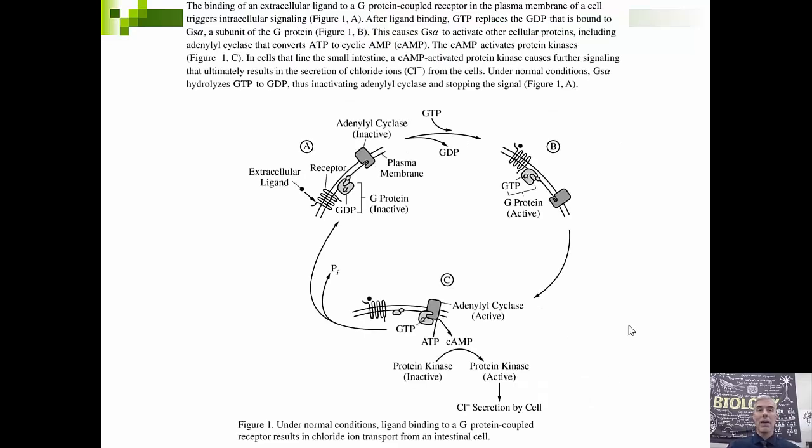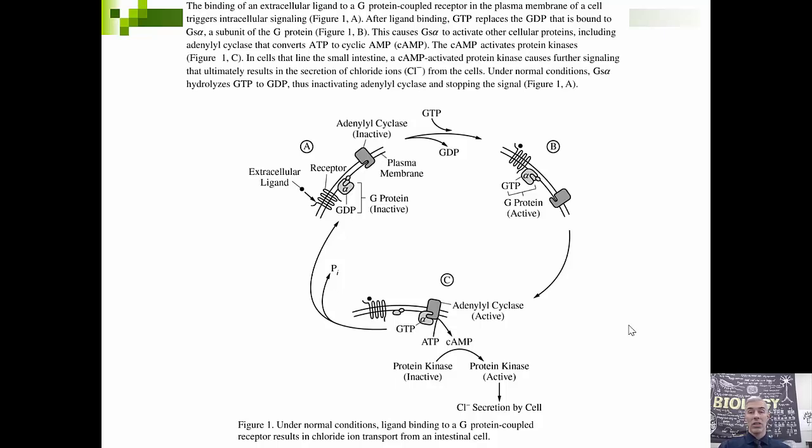Here's another one. The binding of an extracellular ligand to a G protein coupled receptor in the plasma membrane of a cell triggers intracellular signaling, figure 1A, which is what this is, A, B, and C. So after ligand binding, GTP replaces GDP that is bound to GSA, a subunit of the G protein. This causes GSA, or GS alpha, to activate other cellular proteins, including adenylyl cyclase that converts ATP to cyclic AMP. And the cyclic AMP activates kinases in figure 1C. In cells that line the small intestine, a cAMP activated protein kinase causes further signaling that ultimately results in the secretion of chloride ions from the cells.